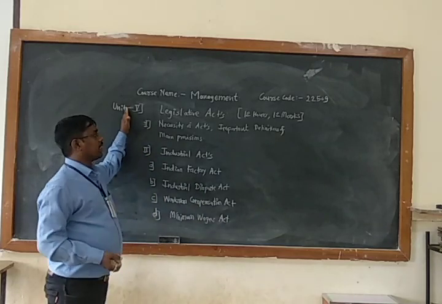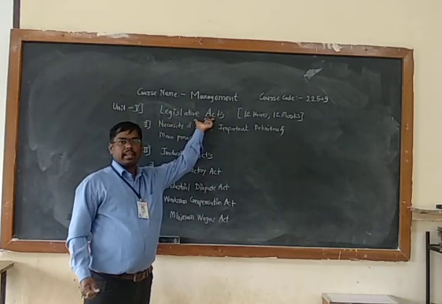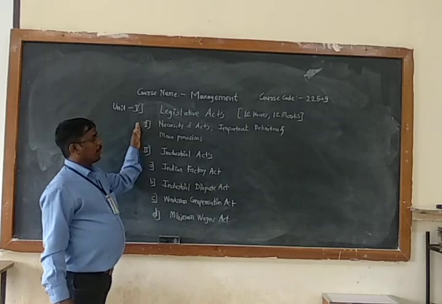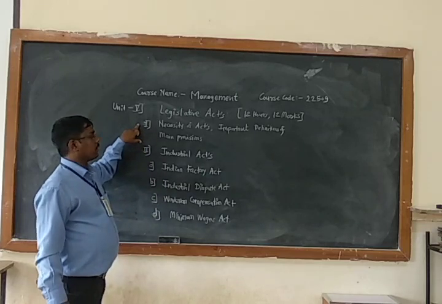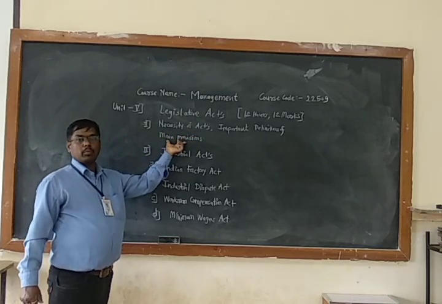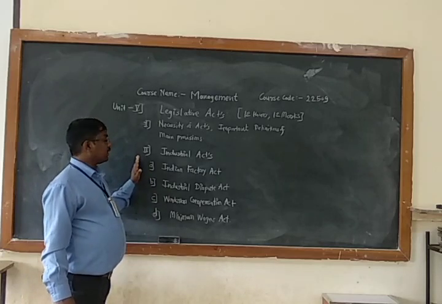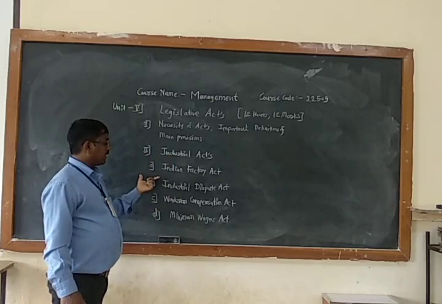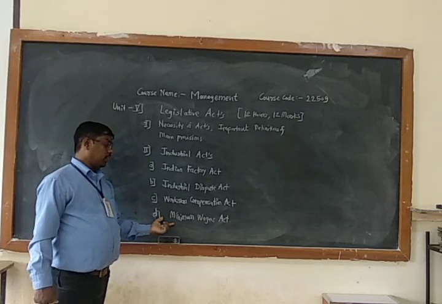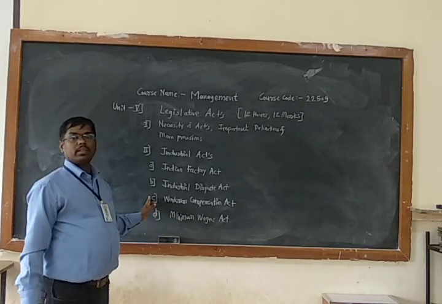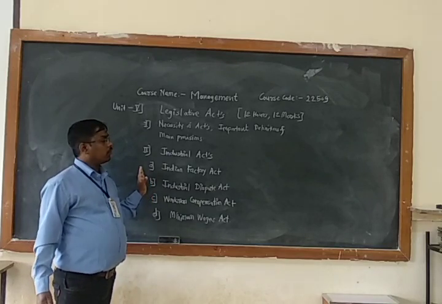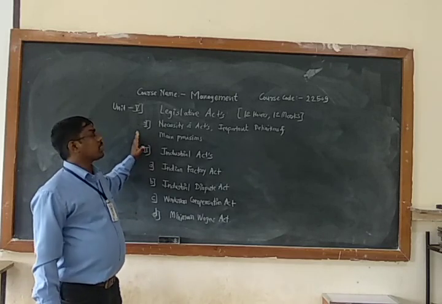So unit number 5 is nothing but the legislative acts. It carries 12 hours of teaching and 12 marks, and has 2 sections. The first section contains the necessity of acts, important definitions of that particular act, and the main provisions of that act. The second part contains the various industrial acts, that is Indian Factory Act, Industrial Dispute Act, Workman Compensation Act, and Minimum Wages Act. These 4 acts, according to their history, their use, and how and when they work, we will discuss while discussing unit number 5.